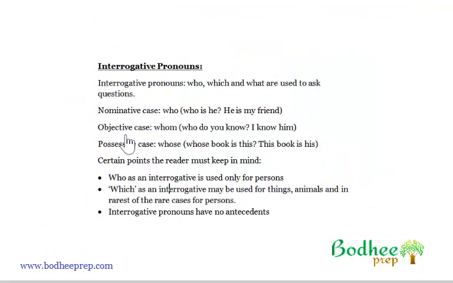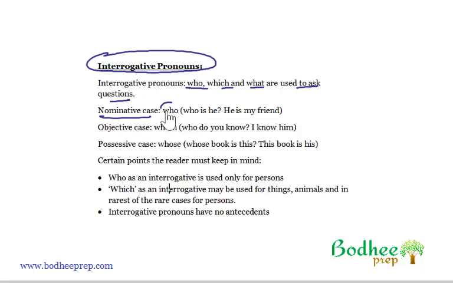In this slide, we have the interrogative pronouns. Now, the interrogative pronouns here are who, which, and what, used to ask questions. In the nominative case, who is he? Because we don't know the person, we have simply used who. As we had discussed at the start, this who is not referring to anyone. It is just a way of asking a question because we don't know the person. So, who is he? He is my friend.